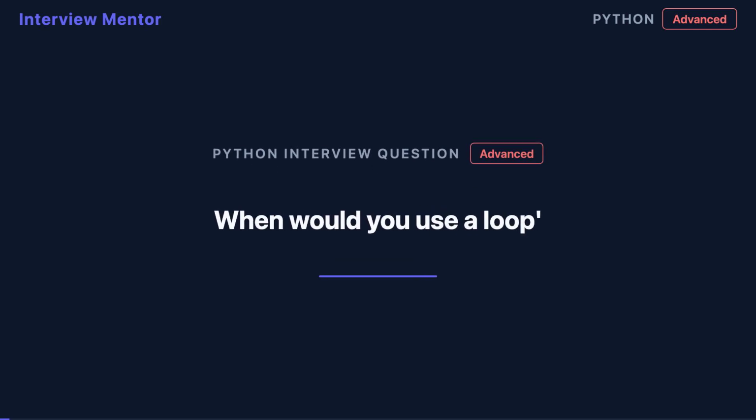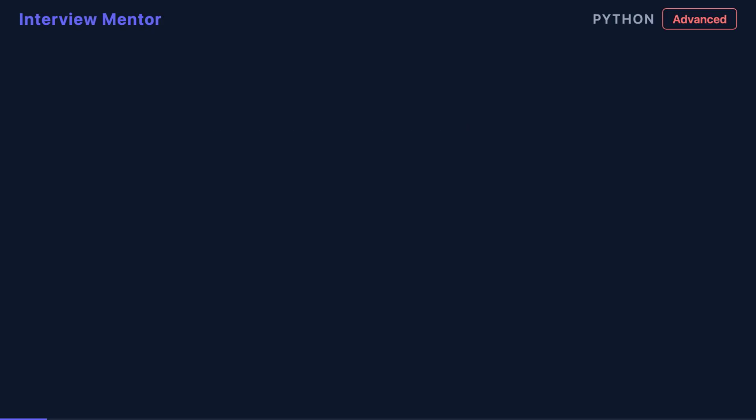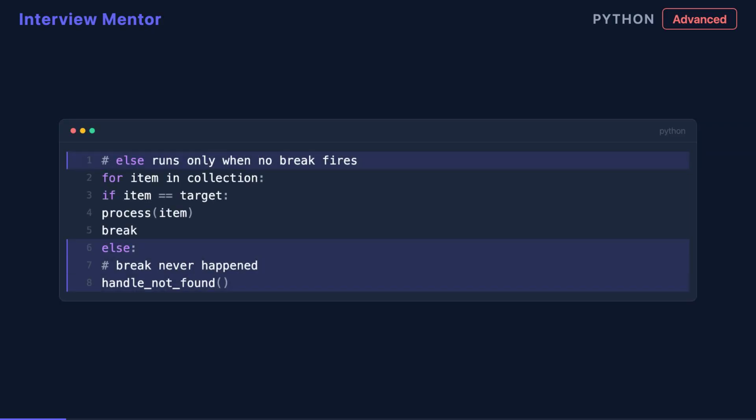Python has an else clause on loops, and most developers have never used it. Here's when it actually matters. The else clause on a loop runs only when the loop completes normally, meaning no break statement was hit. If a break fires, Python skips the else block entirely.